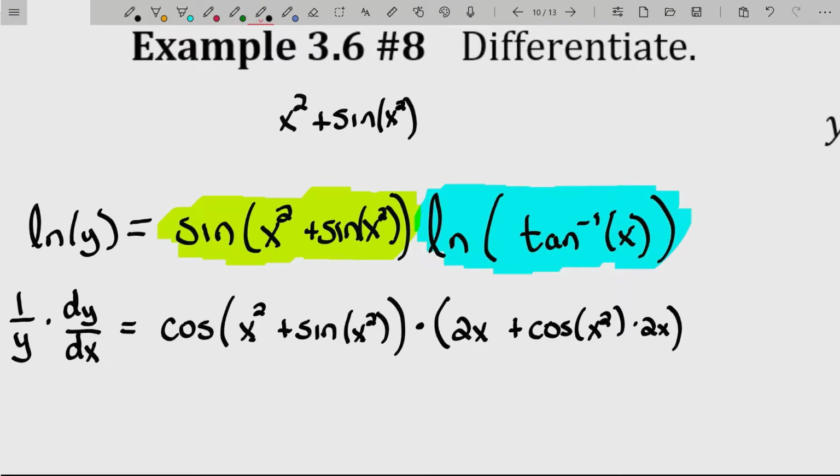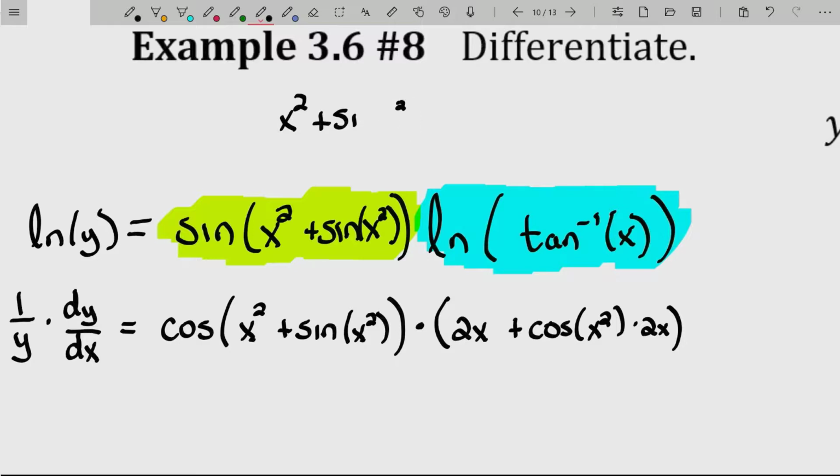Let me say it this way. It was x squared plus sine of x squared. Derivative of x squared is right here. The derivative of sine of x squared is all of this. That's the derivative of sine of x squared. So you don't want this 2x to be on the outside here. That's bad news. All right.